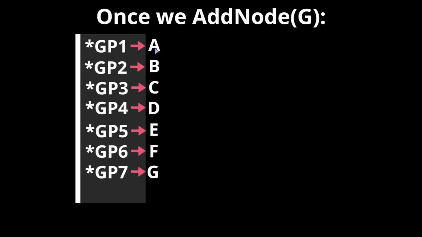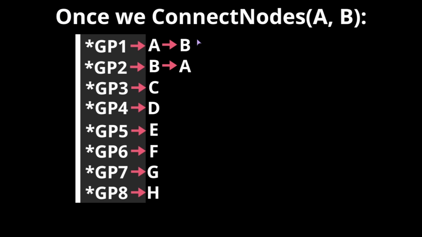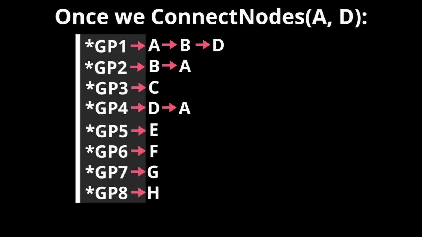So this is the visual representation. If you take a look here, this is the graph we had after we added all the nodes. So the same thing here. And after we added the connection from A to B, that's what we have here, A to B and B to A, because it's an undirected graph. If you add a connection in A, you also have to add the connection in the linked list of B. Same thing, AD.